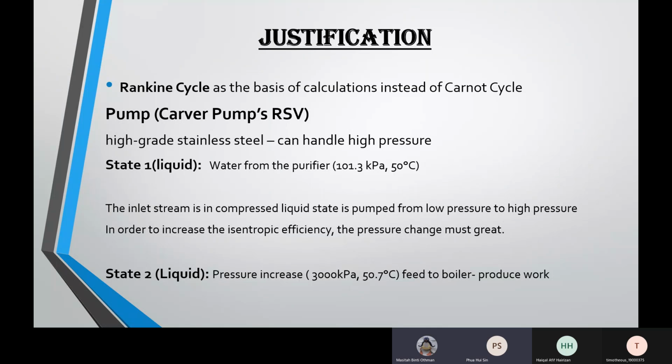So for the justification part, we are using the Rankine cycle as a basis for calculation instead of other cycles. From the pump, we use a covered pump RSV, which can handle high pressure up to 10,000 kilopascal. From the water purifier at 1 atm, the pressure of the water will be increased to 3,000 kilopascal, which is fed to the boiler and produces the work. In order to increase the efficiency of the pump, we need to increase the pressure of the pump.